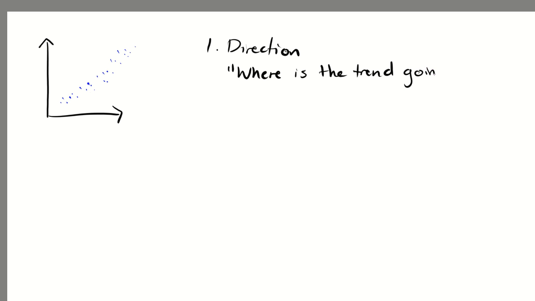So when you're analyzing a scatter plot, there's really 4 things that you're looking for. Number 1 is direction. Direction is, where is the trend going? In the case of our rubber band launching distance, it looks like the more you stretch it, the more the distance tends to be. This is what we call a positive association, because as x increases, y tends to increase.